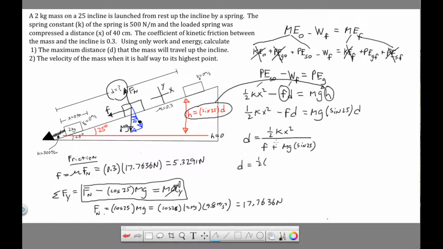So now we plug numbers in. This is going to be 1/2, our k is 500 newtons per meter. X is 0.4. Make sure you square the x. Friction we found to be 5.3291 plus, so m is 2 kilograms, gravity is 9.8, and sine 25. So you punch this into your calculator and you get a d value. Our answer for how far the block slides up the incline comes out as 2.938.